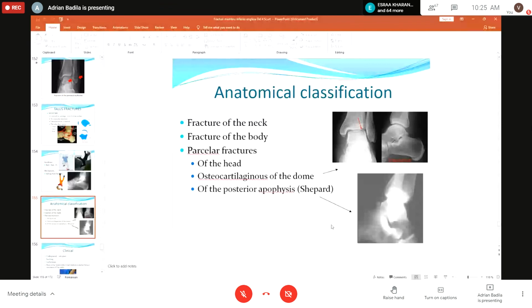The fractures of the talus can be classified as fractures of the neck, fractures of the body of the talus, and parcellar fractures that can involve the head. We can have osteocartilaginous fractures of the dome, like here. Here we have a small osteocartilaginous fragment, which is not displaced because it's right in the middle of the ankle, and it doesn't have enough space to be displaced. Or we can have a parcellar fracture of the posterior apophysis of the talus, as described by Shepherd. This is a Shepherd fracture.